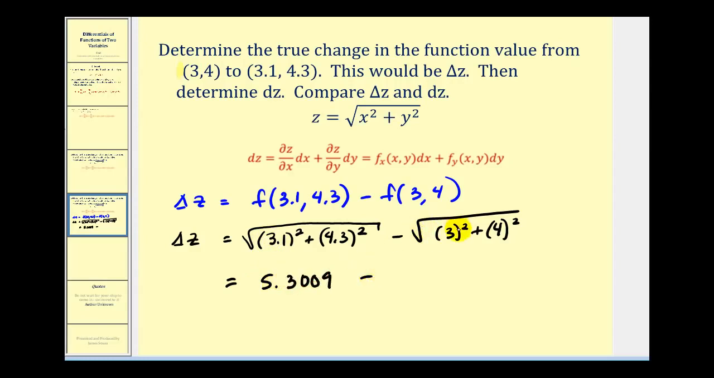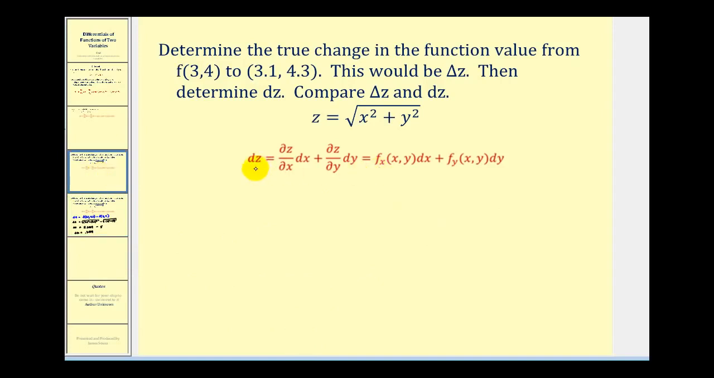This ends up being the square root of 25, which is equal to 5. So the true change in the function value is 0.3009. And what we're going to do is calculate differential z and then compare differential z to delta z. Let's go ahead and do that on the next slide.